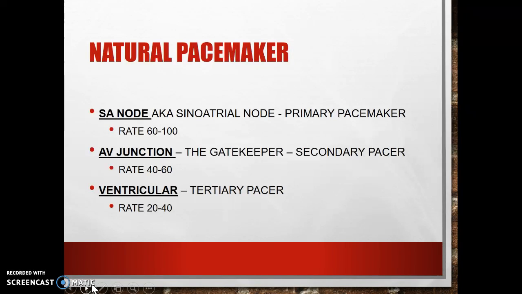What I would like you to take away from this is that the primary pacemaker has a rate of about 60 to 100 beats per minute. Excuse me. The impulse then travels to the AV junction, which is called the gatekeeper, and this is a secondary pacer with a rate of 40 to 60. So if your SA node fails, your AV junction takes over, and you can live with a rate of 40 to 60. Now, if the AV node fails, you have a ventricular rate of 20 to 40, and you're in trouble here. That's called a tertiary pacer.